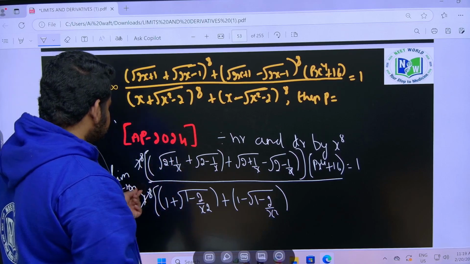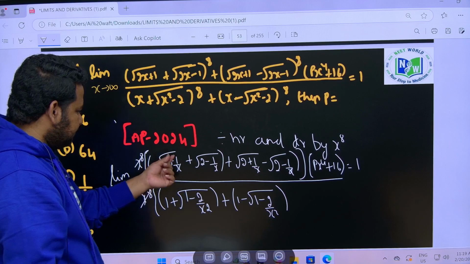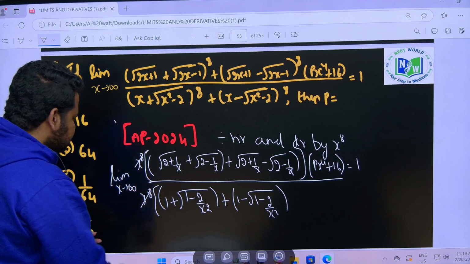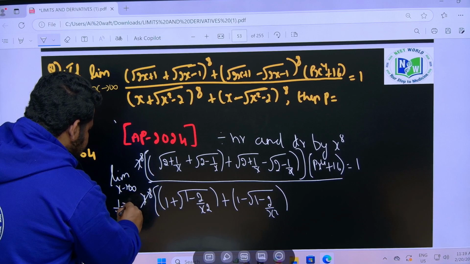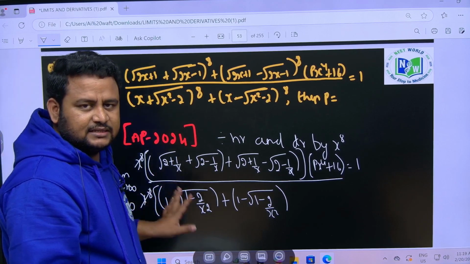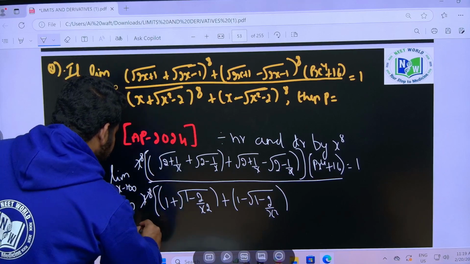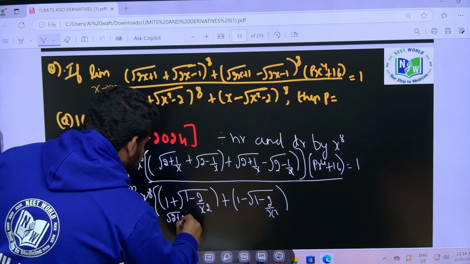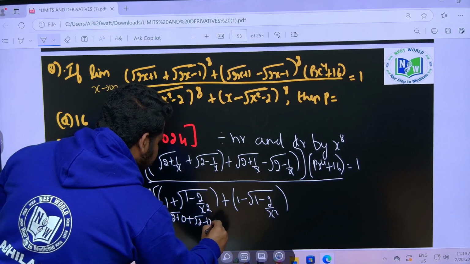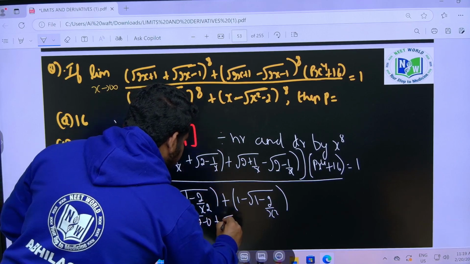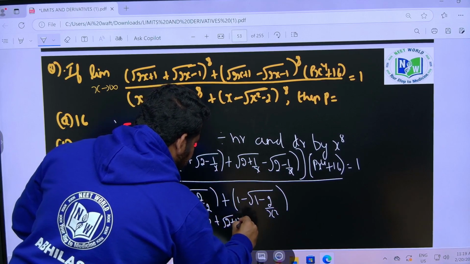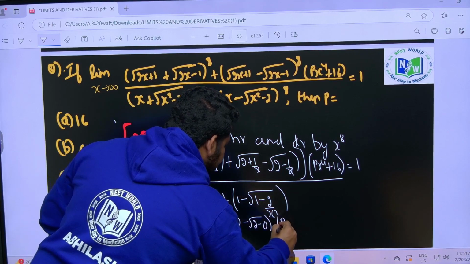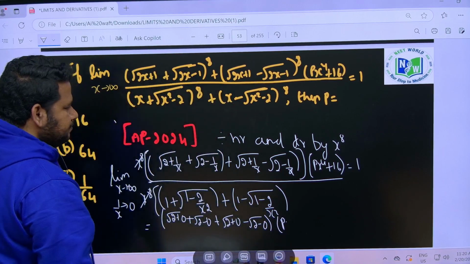So wherever x is there, if I put infinity, we get 1 by infinity. When x tends to infinity, we should bring it to a form with 1 by x, because if x tends to infinity, then 1 by x tends to 0. So this will be equal to root 2 plus 0 minus root 2 minus 0. I am talking about the numerator. Root 2 plus 0, root 2 minus 0, into p times x to the power of 4.